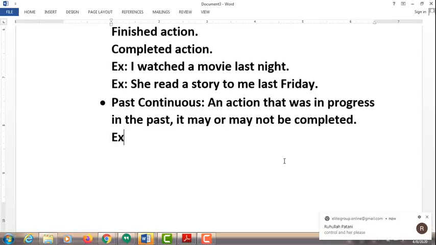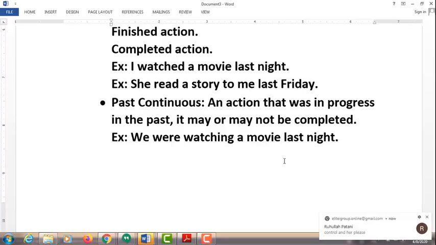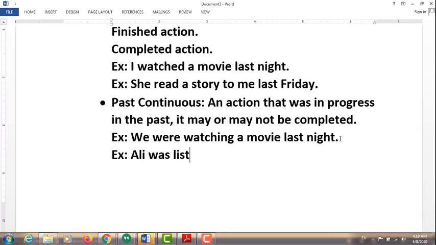For example, we were watching a movie last night. That means, I don't know, did you complete watching the movie or did the movie finish? Okay, did the movie finish or not? Because we don't know. Next one. Ali was listening to music. Because you don't know, did the song finish? Did his listening to a song finish or not?